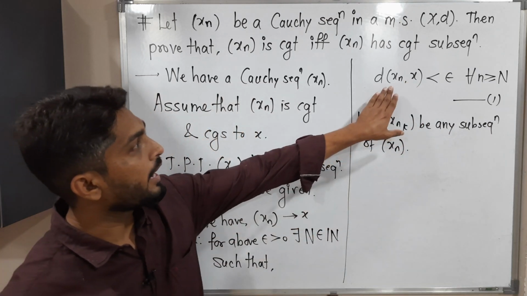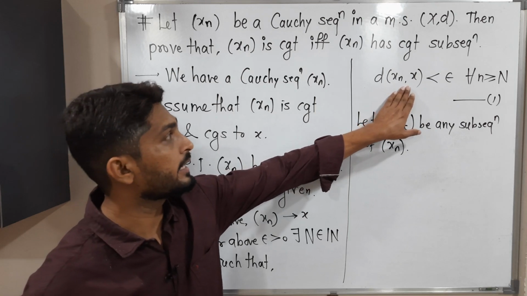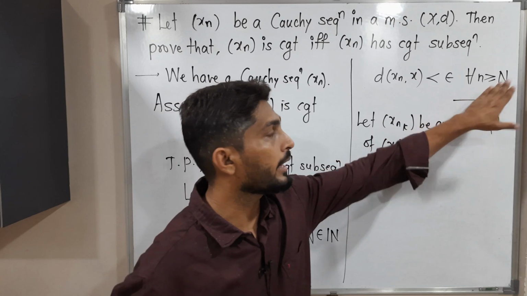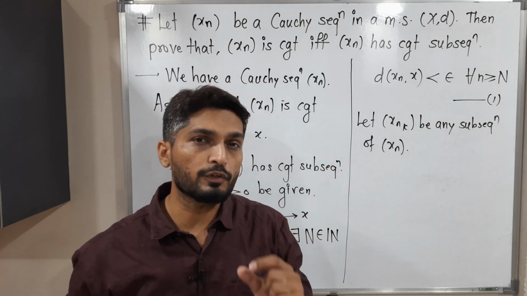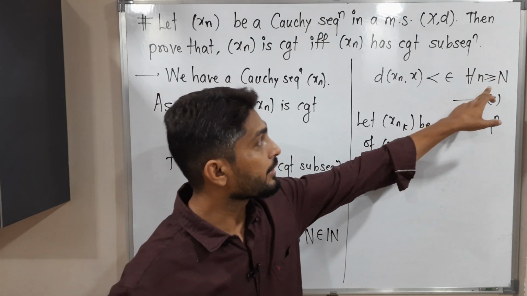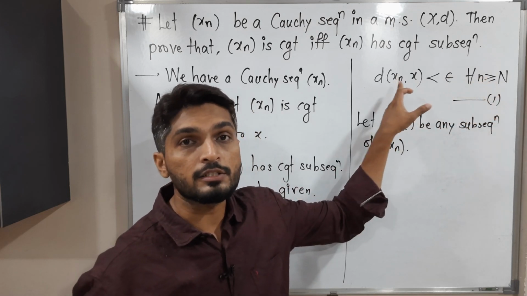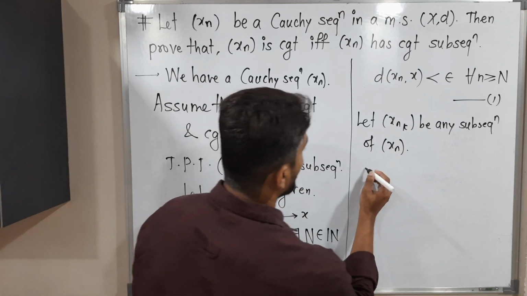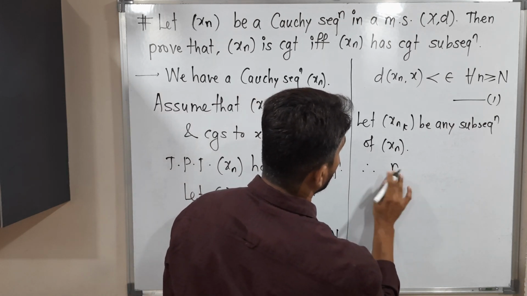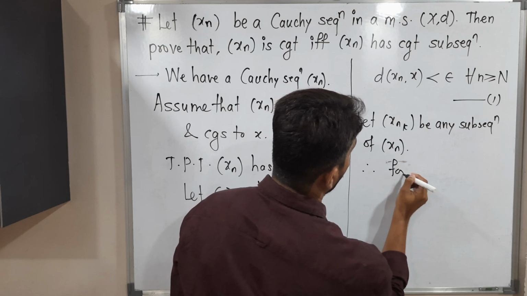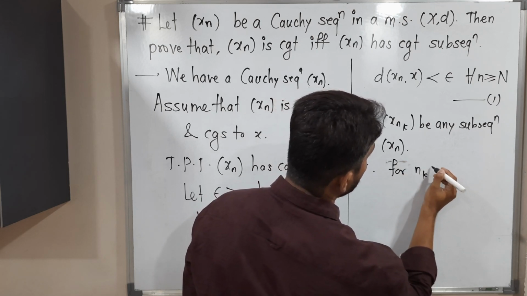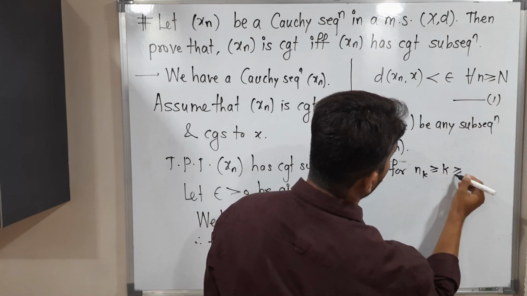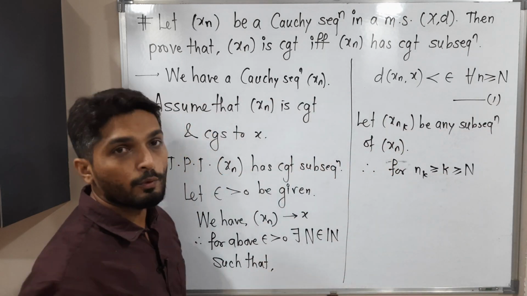See, from 1 what we have: distance between Xn and X less than epsilon, and this inequality is true for all n greater than or equal to capital N. That means if you take any suffix which is greater than capital N, definitely this inequality will be true for that suffix. Okay, so therefore if I take any nk, let me mention for nk, okay, obviously it is greater than or equal to k, and if I take this k greater than or equal to capital N, let us see what will happen.